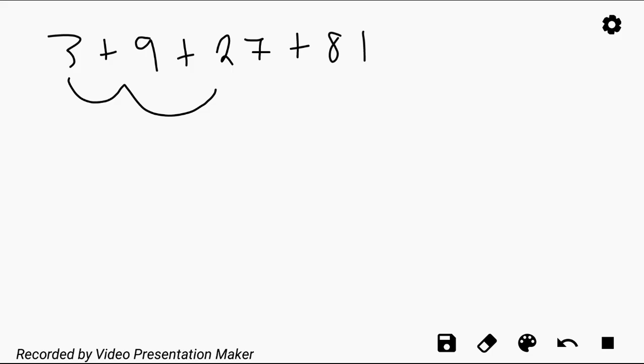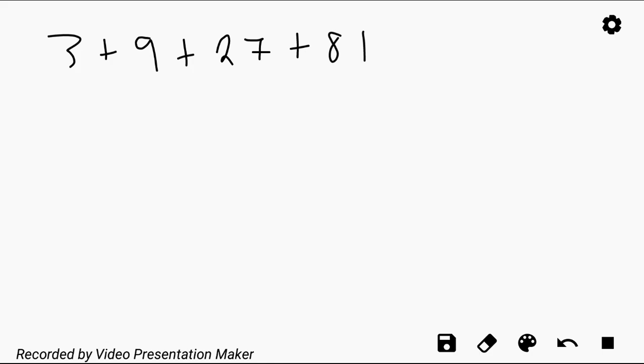So let us have our first example. If we have 3 plus 9 plus 27 plus 81, and we are told to write this in sigma notation, first of all, we must identify what type of sequence this is. Is this AP or GP? I see that I cannot add or subtract a constant number to move to the next term, so it cannot be arithmetic, so it should be geometric.